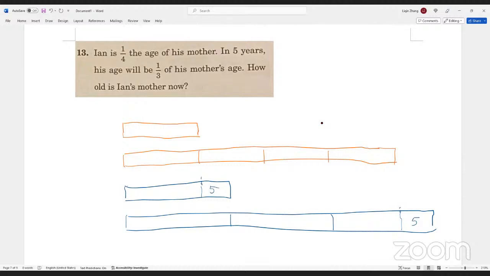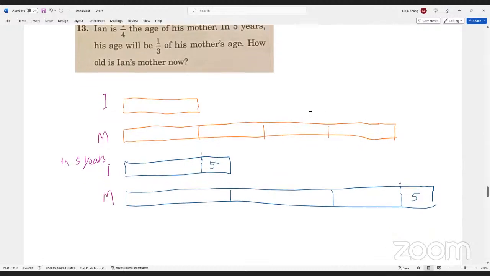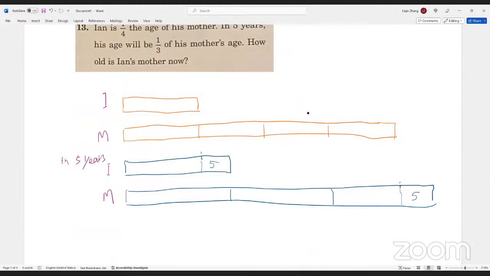So this is Yan and this is mom. This is after 5 years. So in 5 years, Yan and mom, right? So in this way, we can see this is Yan and mom's age is his 4 times. After 5 years means both grow 5 and the mom's age turned into 3 times of Yan's. So now we need to answer how old is Yan's mom now.